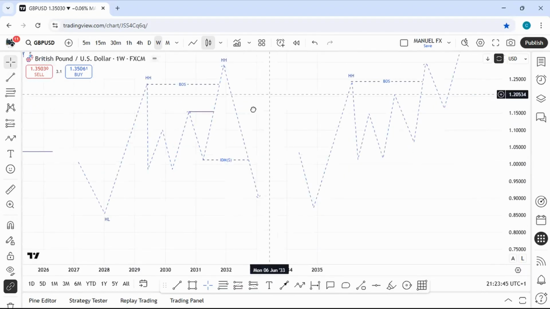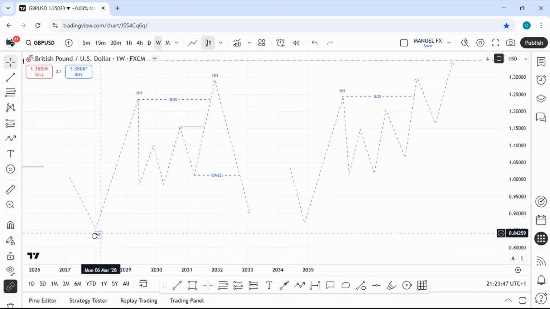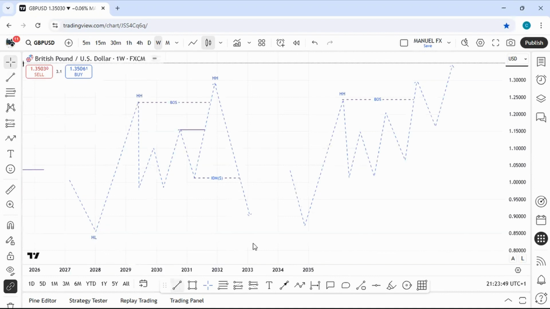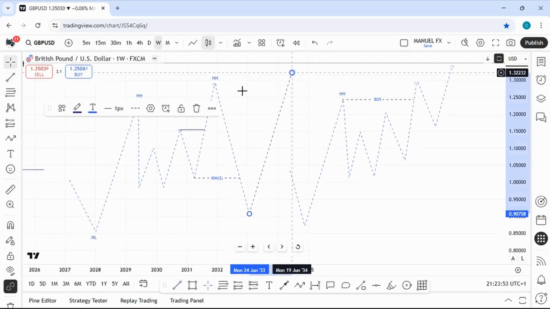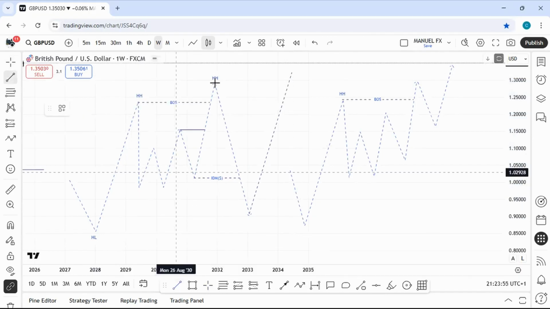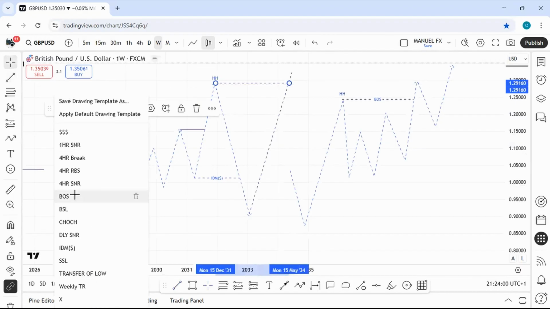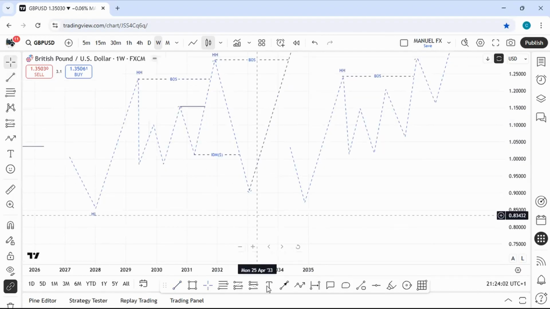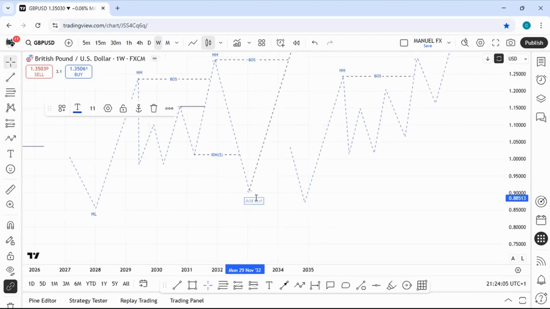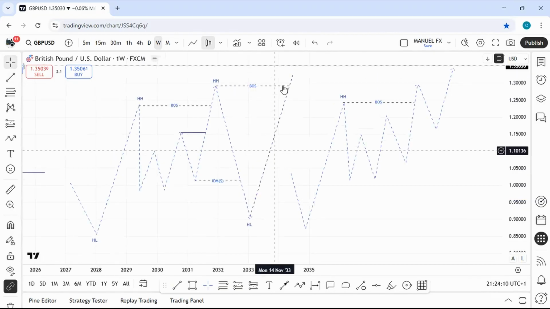Now, the only time we confirm our higher low is if price breaks structure. And if price breaks this higher high here, that is the only time we confirm our lower low. And where will be our lower low? Our lower low is going to be the lowest part before our higher low. Our higher low is going to be the lowest part before the break of structure.